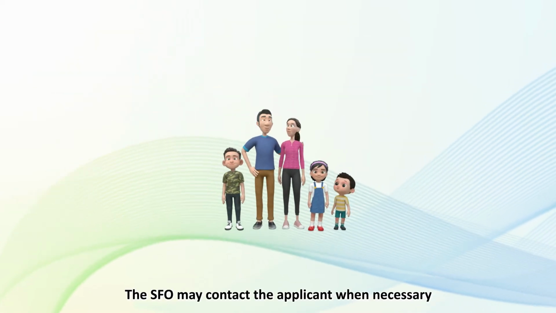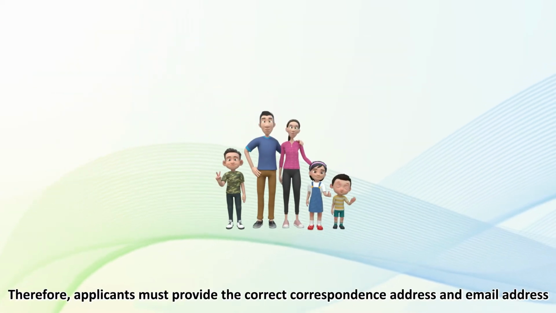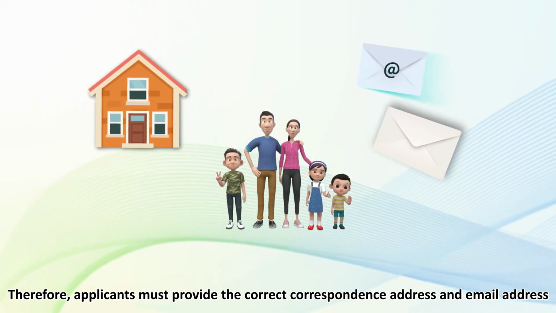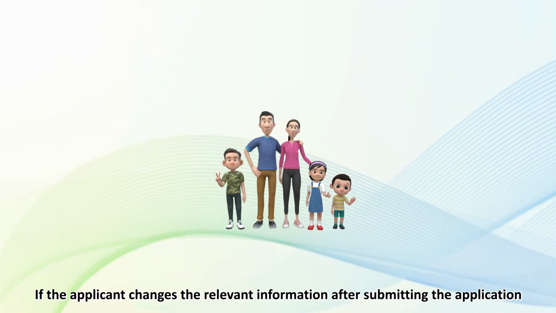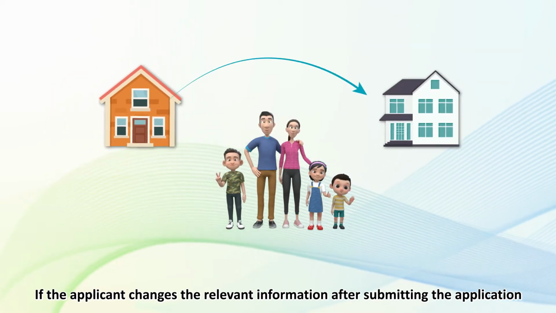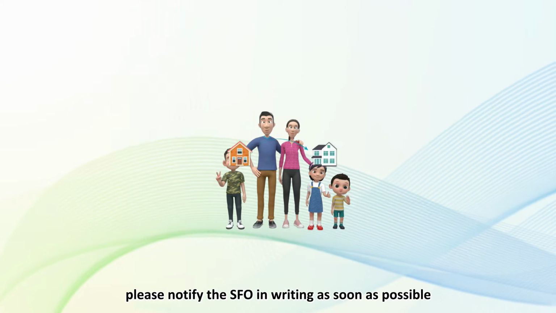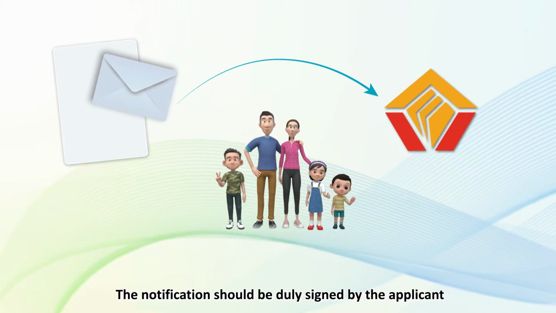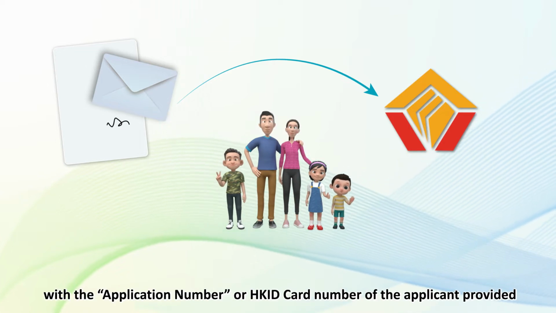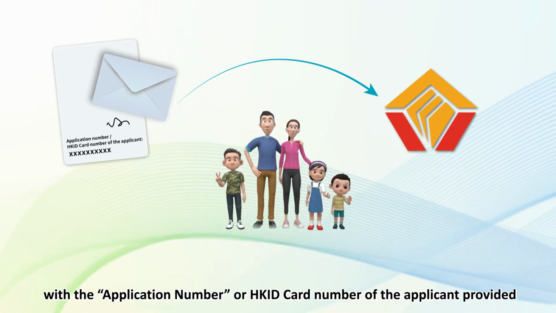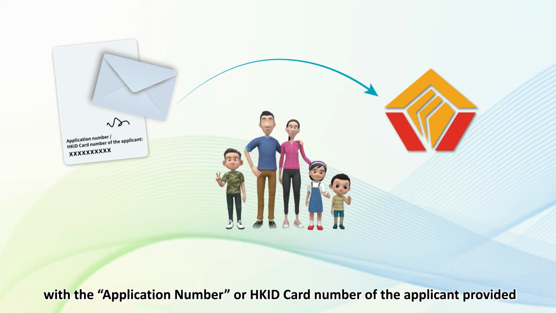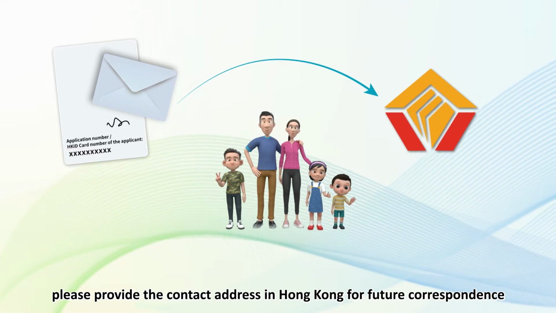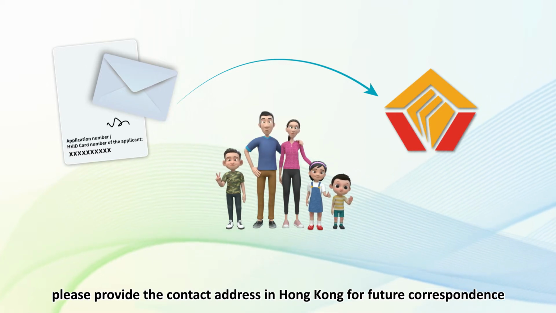The SFO may contact the applicant when necessary. Therefore, applicants must provide the correct correspondence address and email address. If the applicant changes the relevant information after submitting the application, please notify the SFO in writing as soon as possible. The notification should be duly signed by the applicant with the application number or Hong Kong ID card number of the applicant provided. If the applicant does not reside in Hong Kong, please provide the contact address in Hong Kong for future correspondence.